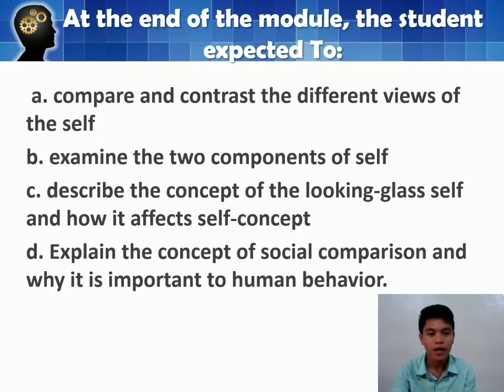Our objectives at the end of the module: the students are expected to compare and contrast the different views of the self. Second, the students will be able to examine the two components of the self. Third, describe the concept of the looking glass self and how it affects self-concept. Last, the students will be able to explain the concept of social comparison and why it is important to human behavior. So that's our objective.